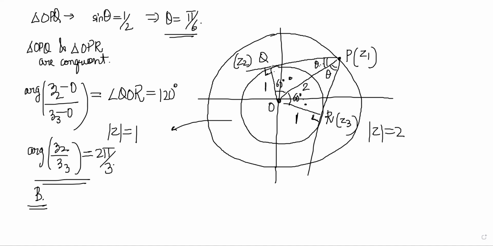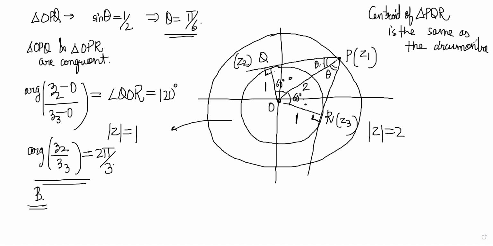Now let's think of more geometry here. What we can say is that the centroid of triangle PQR is the same as the circumcenter, because triangle PQR is equilateral. How do we know triangle PQR is an equilateral triangle?